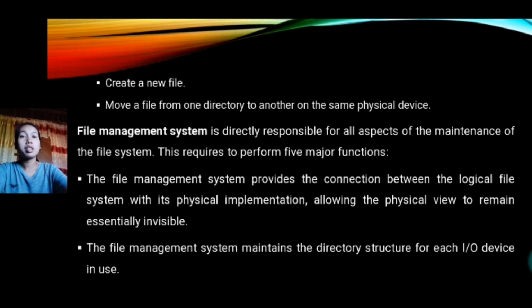A file management system is directly responsible for all aspects of the maintenance of the file system. It is required to perform five major functions. First, the file management system provides the connection between the logical file system and its physical implementation, allowing the physical view to remain essentially invisible. Second, the file management system maintains the directory structure for each I/O device in use.